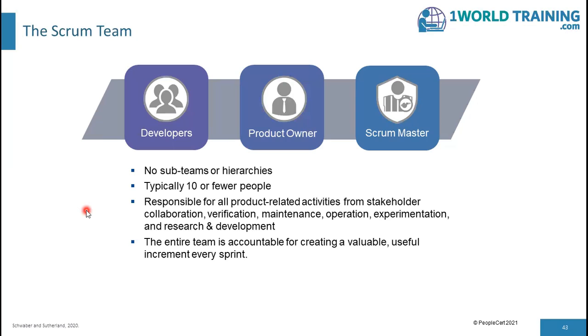Sustainability prevents burnouts. The entire Scrum team is accountable for creating a valuable, useful increment or a set of features delivered at the end of every sprint. Scrum therefore defines the 3 specific accountabilities. What we have just noted here, namely again the developers, the product owner, and the Scrum Master.